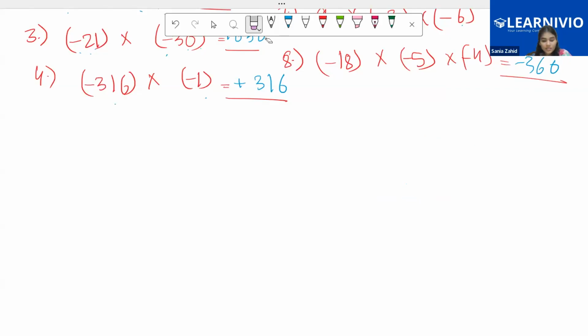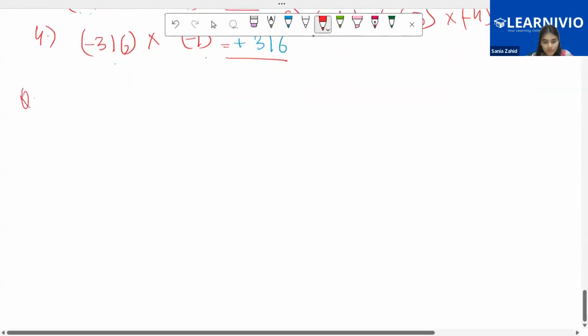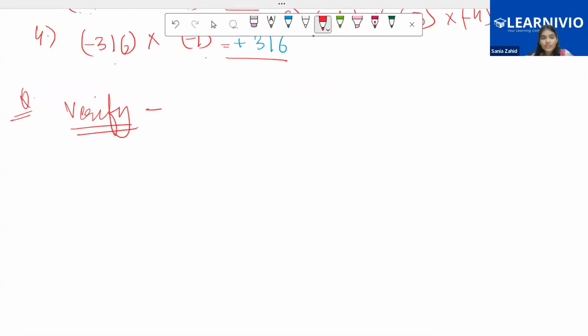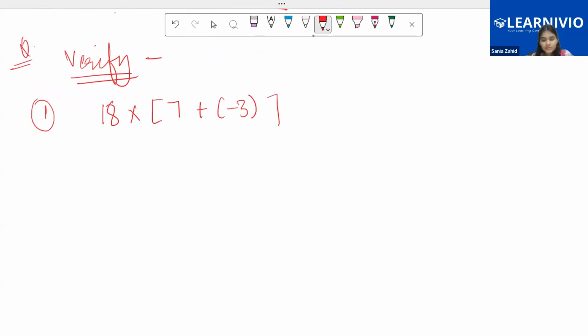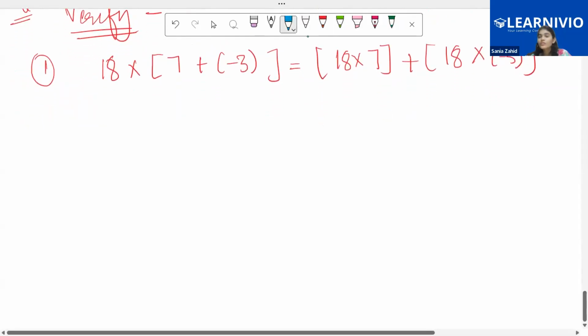Okay, next what we have is, the question is verify. You have to verify the relationship. First is 18 into 7 plus minus 3 is equal to 18 into 7 plus 18 into minus 3. Okay, so how do you solve it? One question I will do for you, the other question you have to do on your own. So first you will solve inside the bracket.